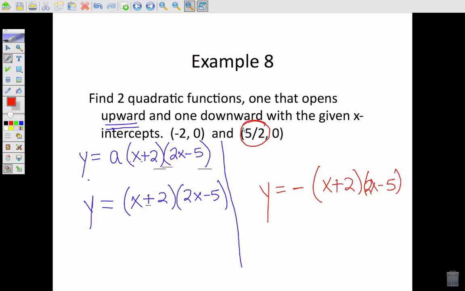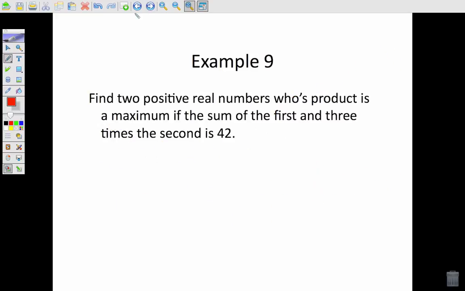So how I get the x plus 2 and the 2x minus 5 is I take the 0, the solution to it, and I put it back into the form that I was able to get it. So it's like you're working backwards. So trying to find the expression from that 0.